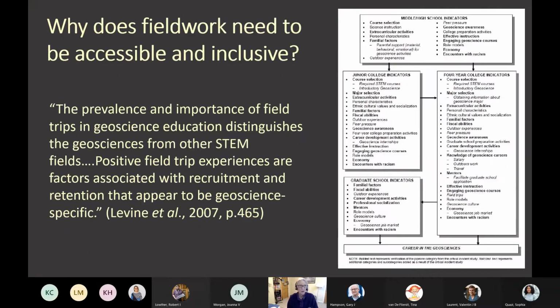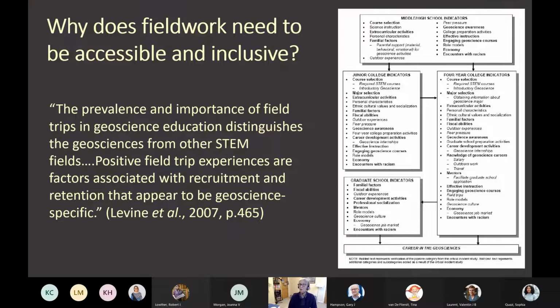Okay, so why does fieldwork need to be accessible and inclusive? Well, the big picture scenario here is that globally we know that we're facing a shortfall in skilled STEM professionals, and this includes within the geosciences. So in order to meet this shortfall, one of the things that we need to be doing is attracting a more diverse range of talent into our programmes, and this includes students with disabilities.